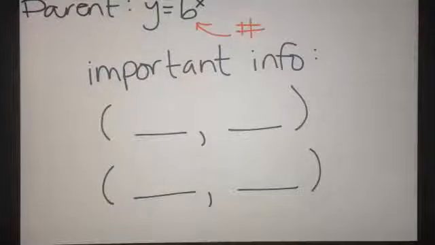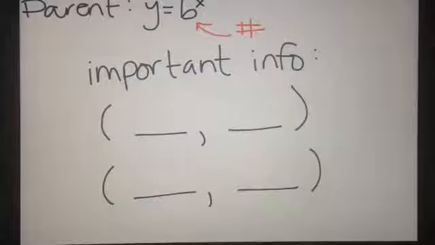And depending on the base, the graph is going to look a little bit different because it will be growing at a different speed. But for all of the exponential graphs, there are 3 pieces of important information. So the first piece of important information is the y-intercept. That's what you get when you plug 0 in for x.